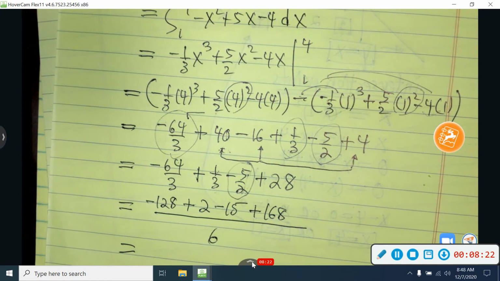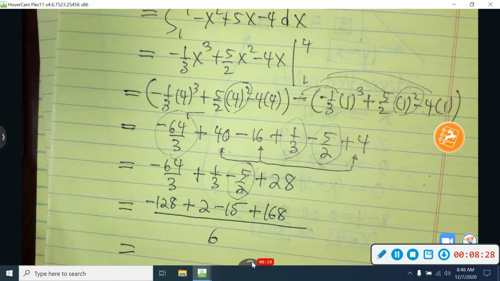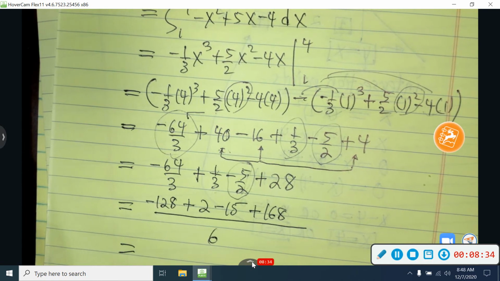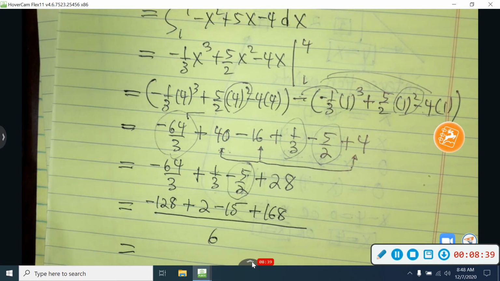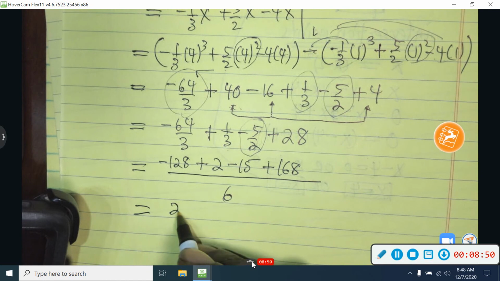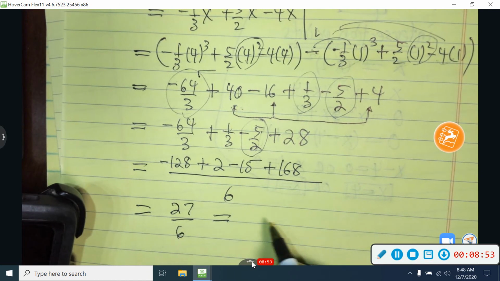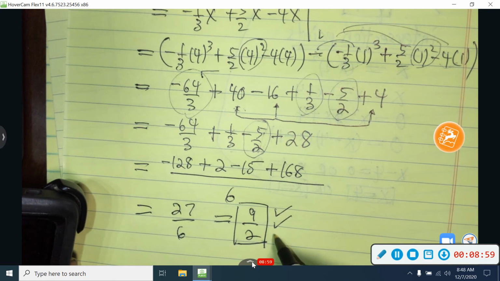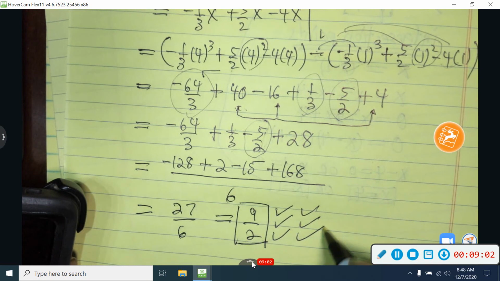So when you add all that up, you end up with 168 minus the 128, that's 40, and 2 is 42, minus the 15 is 27. So you end up with 27 over 6, and 3 goes into that, 9 times, 3 goes into that twice, so you end up with 9 halves, and that's the answer you see in the back of the book.